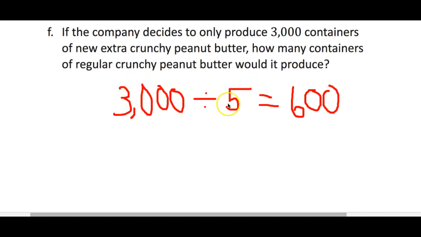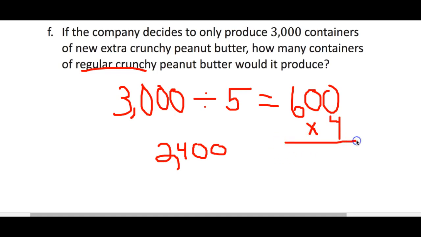So if 3,000 divided by 5 equals 600 in each piece, 600 times 4 is 2,400. And that's how many regular crunchy there would be. And that's where I got 2,400 from. Or 2,400. Both of those are correct.